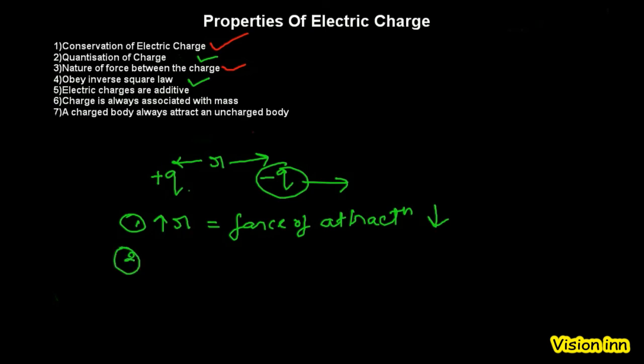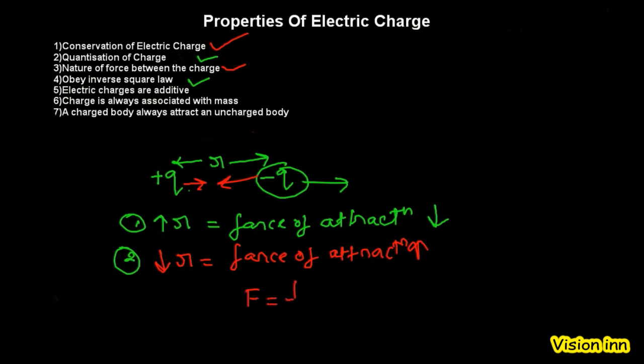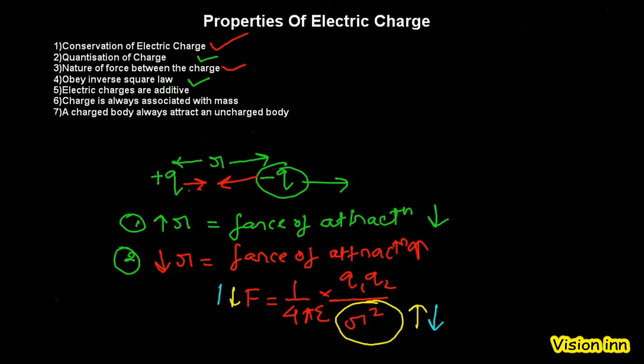And if I decrease r, that means I get them close together, what will happen? The force of attraction between them will increase. So basically the force of attraction between two charges is given by 1/4πε₀ q1 q2 upon r². So now this r plays a major role over here. As you increase r, force will decrease, and as r is decreased, the force will increase.